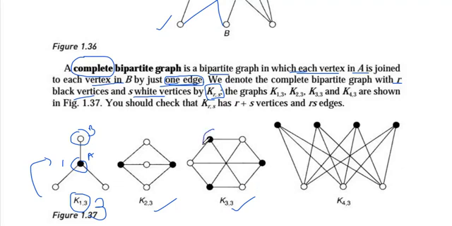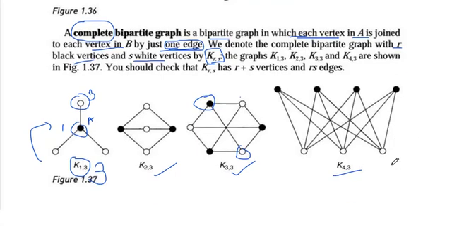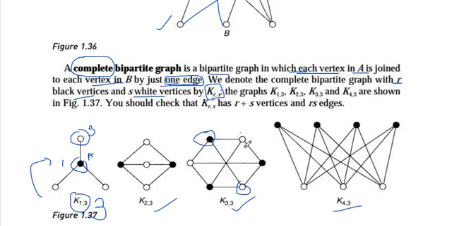Here you can see that each black vertex is connected with all the white vertices. It's not compulsory that these 2 black vertices have to be joined. Vertex A and vertex B are connected with each vertex, but it's not necessary that the vertices within set A have to be joined. Each vertex in A has to be connected with the vertices in B. This is K_4,3, with 4 black vertices and 3 white vertices. So it's called a complete bipartite graph.